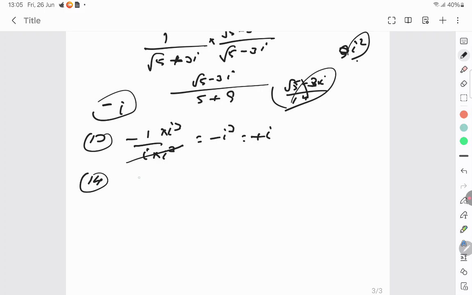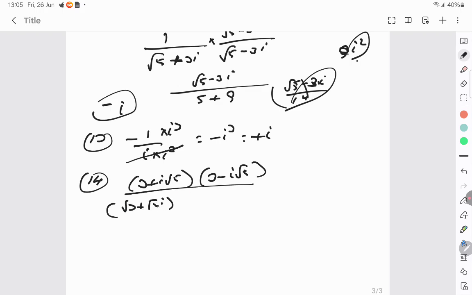14th question. You have 3 plus i root 5 into 3 minus i root 5 by root 3 plus root 2i minus root 3 minus i root 2. This is just opening the bracket and solving it. Add the real and real and imaginary imaginary. This means you have to take it in and multiply it like this. Wherever you see i square, you should write it as minus 1 and then get the final answer. Okay, I hope you understood how to do this sum.